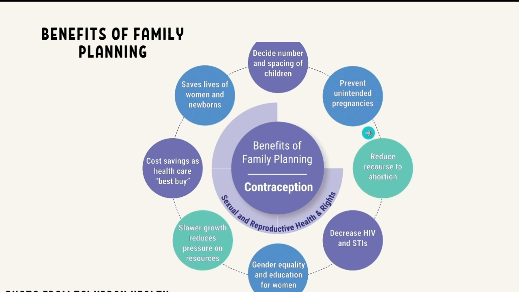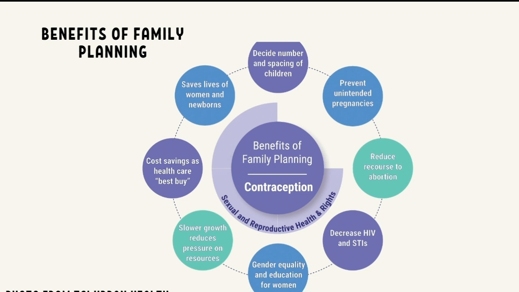So it reduces the recourse to abortion. These are both connected, because with an unintended pregnancy, they say, oh, I don't want no child, I will get an abortion. So if you do family planning, you won't get pregnant when you don't want to. So it reduces the opportunity to go get an abortion. And getting an abortion can have risks to it. Then also family planning decreases HIV and STIs, and promotes gender equality and education for women.